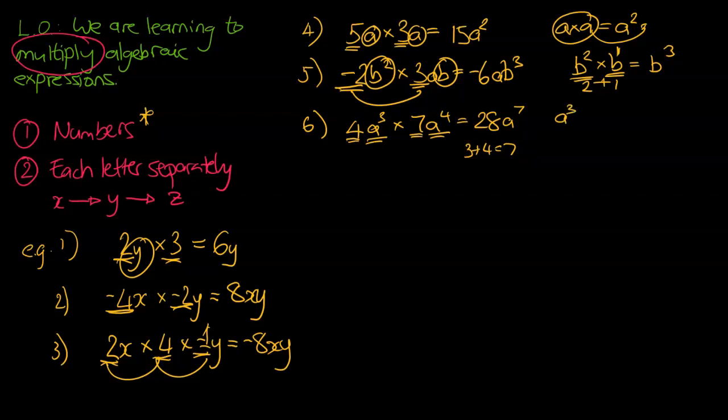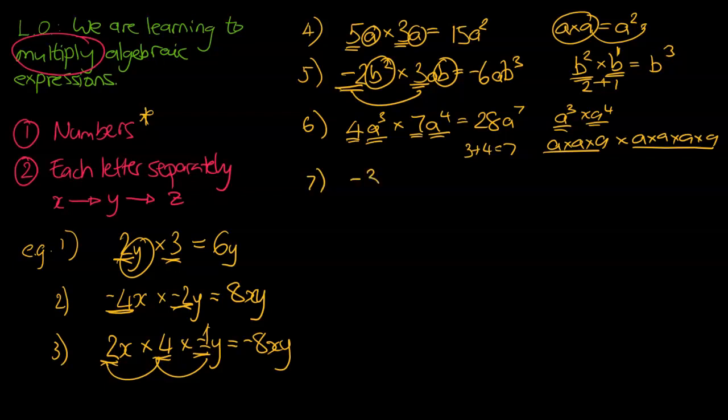But the reason we're adding, we've got a cubed times a to the 4. We just have to remember that a cubed is a times a times a, and that's being multiplied by a to the 4, which is a times a times a times a. So there's 4 a's, and if you add them all up, there's 7 a's being multiplied together. It's a bit of a weird idea. So let's have a look at a couple of harder questions.